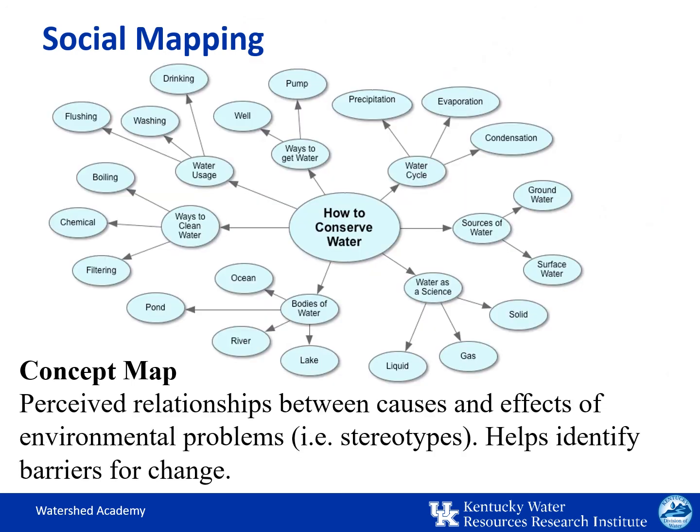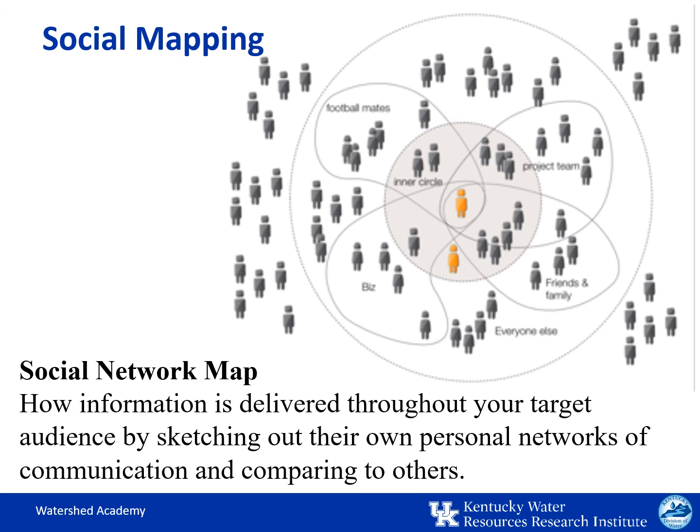Concept maps can help identify perceived relationships between causes and the effects of environmental problems, such as a linkage between land use and water quality problems. By asking community members to draw a map of some of the areas where non-point source contributions may be occurring, you can see where stereotypes may be, what perceptions might serve as barriers to change, and where you may need to focus your campaign's efforts. Finally, a social network map will help you to learn how information is delivered through your target audience. Participants sketch out their own personal networks of communication and compare them with others. You can then tailor your information distribution methods based on this exercise.